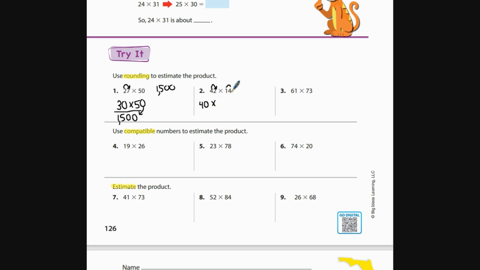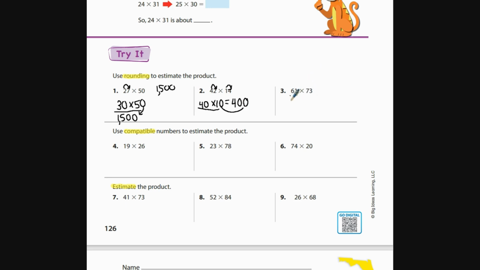Let's do this one. Look at the 4. 4 or less, let it rest. Let it rest. 4 goes home. Now I get to multiply. I could say, well, 40 times 1 is 40, but I need to move him over. That means that my estimated product is 400.